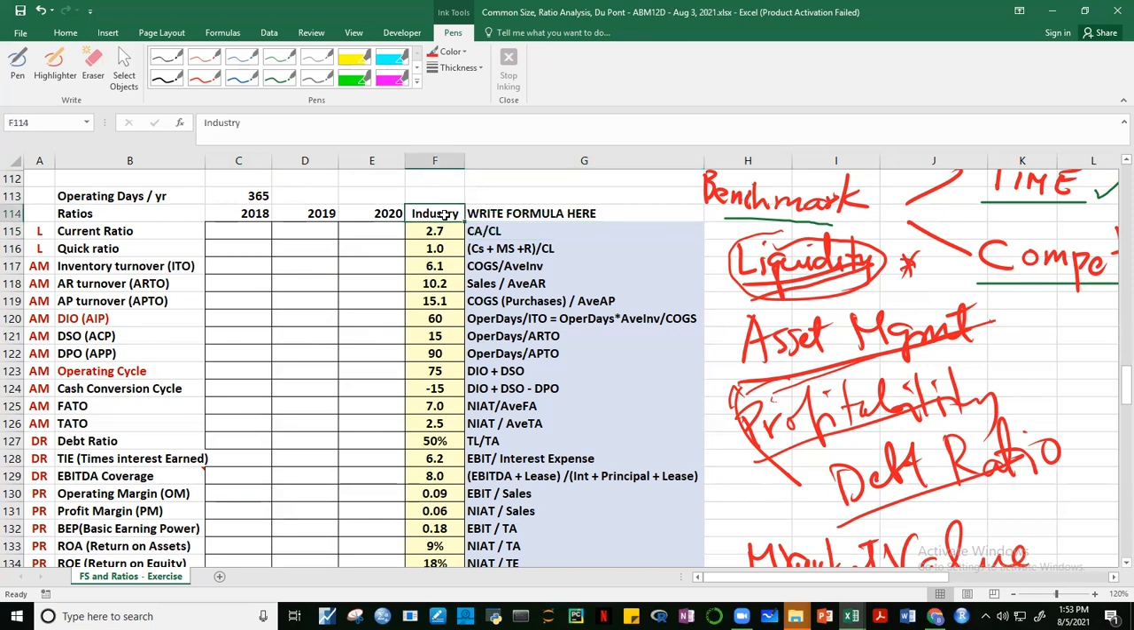So ito, guys, sorry, hindi industry yan, competitor to. Direct competitor yan. Yung value niya ay 2020.